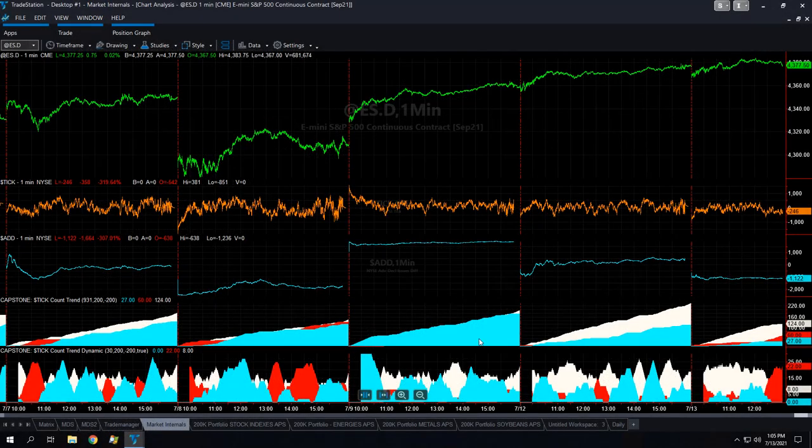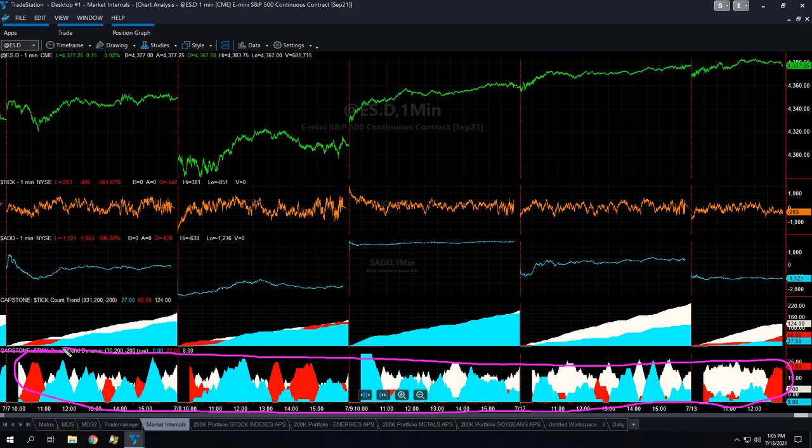One of the indicators that I have in my charts is the tick count trend dynamic. Right here, this is the bottom indicator in the chart that you see. I'm going to highlight that here. Right here, you see the tick count trend indicator. Red is bearish, blue is bullish, white is neutral.